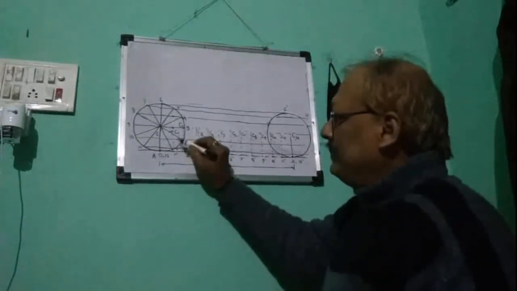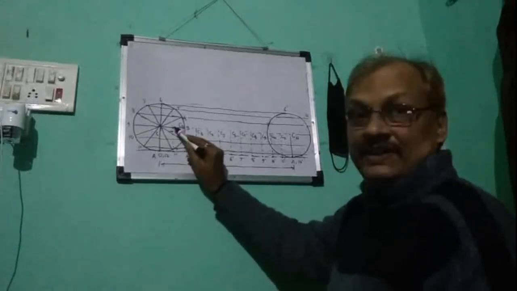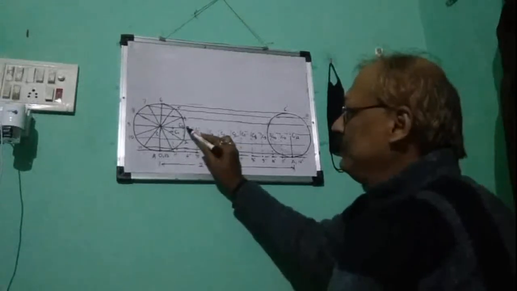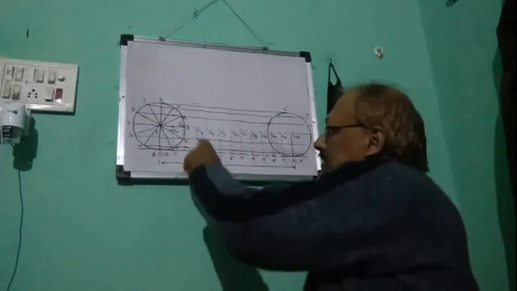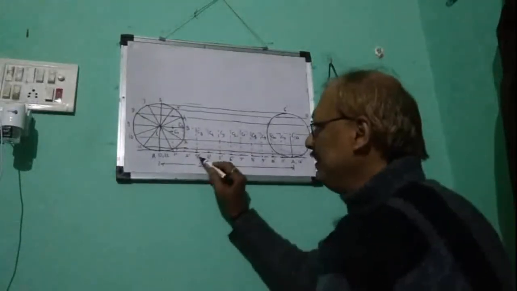And what will be the centers? When 1 will fall on 1 dash, the center will be C1. When 2 will fall on 2 dash, then the new center will be C2, isn't it? When 3 will fall on 3 dash, then the new center will be C3, isn't it? And the foot will be 3 dash.